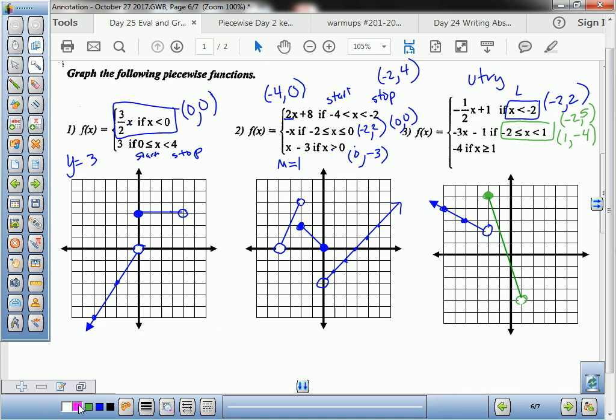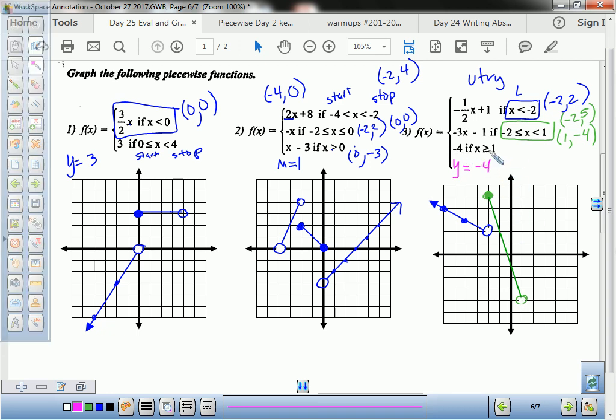All right, finally, we'll do this piece. Now this is just that horizontal line, y equals 4. It has no slope. So we're going to start at 1, 4. Well, look at that. It fills in that point we just did. And then we go forever right. And that's that piecewise graph.